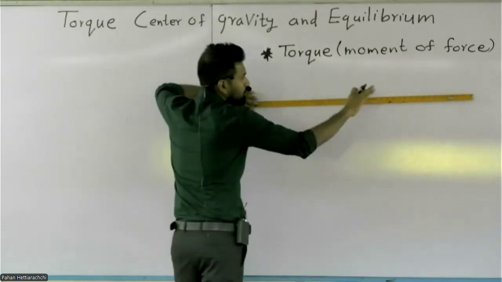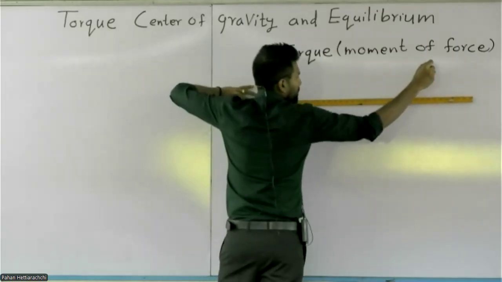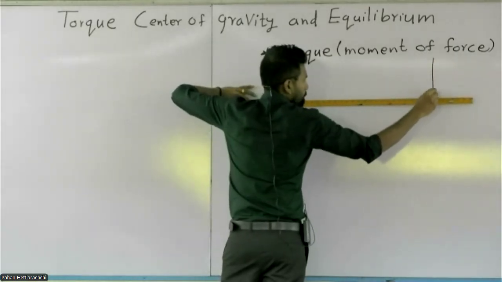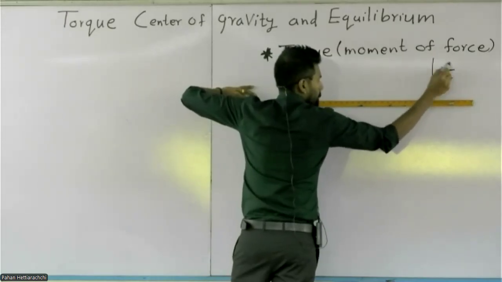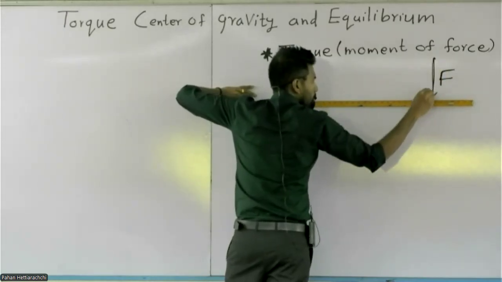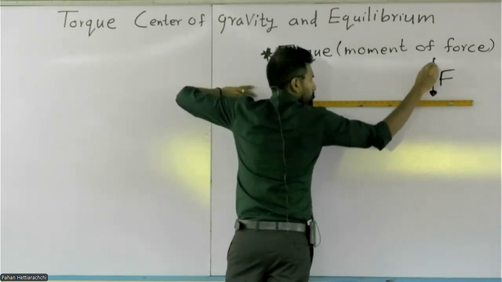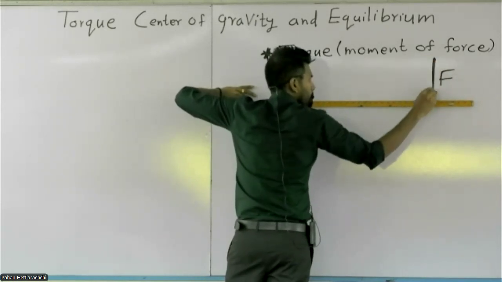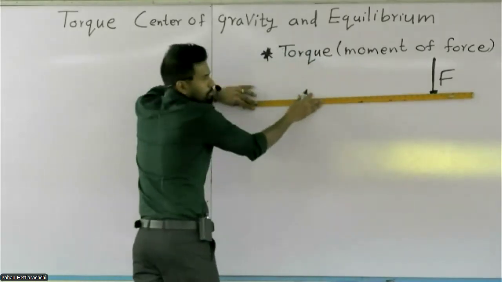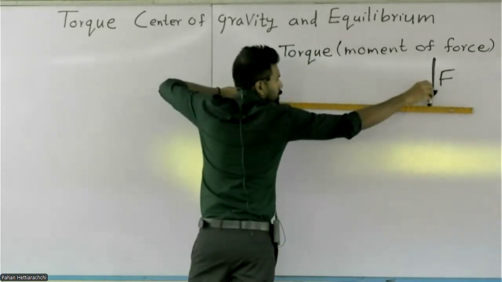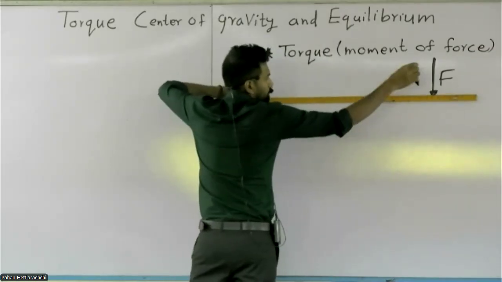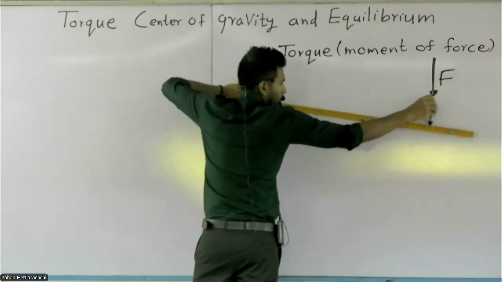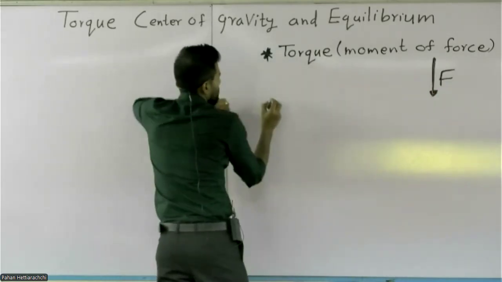Now on this meter ruler, what happens if I apply a force like this? If I apply a force like this, what will happen to the meter ruler? It will rotate. If I apply a force to the meter ruler, it will rotate like this.